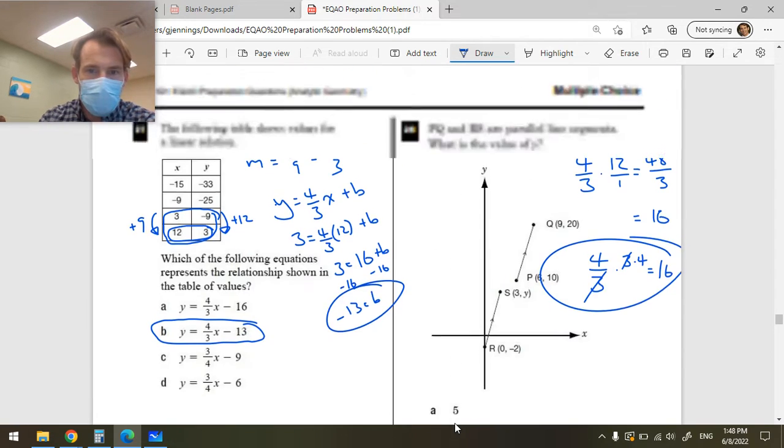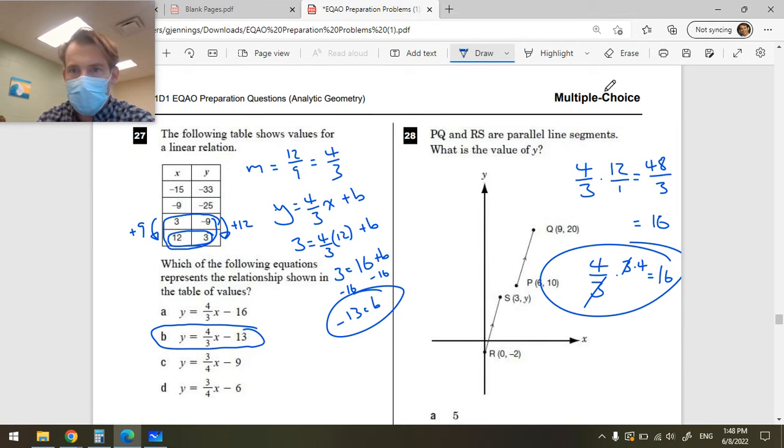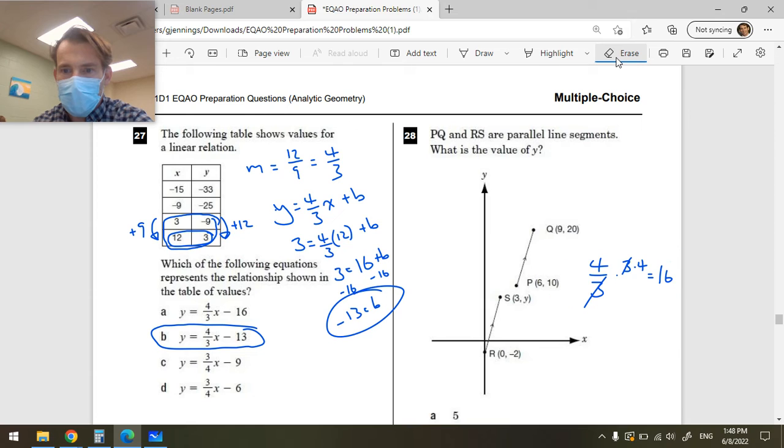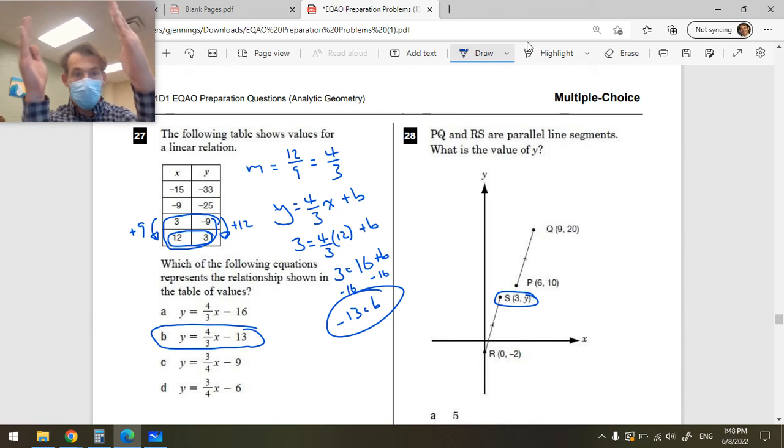Keep going. Okay, 28. So over here, PQ and RS are parallel line segments. What's the value of y? Okay, where's y? There's y right there. All right, so we need to find what that is. If they're parallel, then I know their slopes are the same. That's the definition for parallel lines. Parallel lines have the same slope.